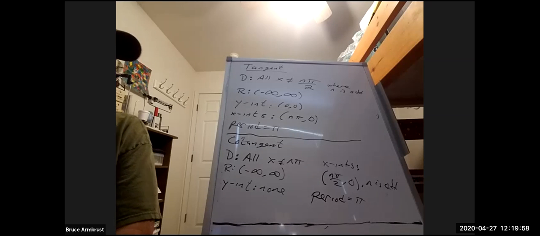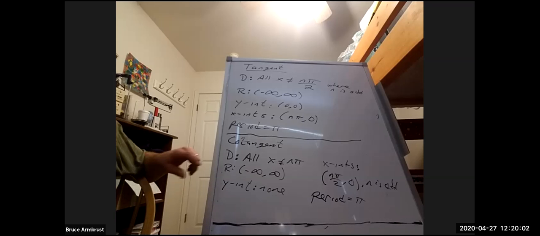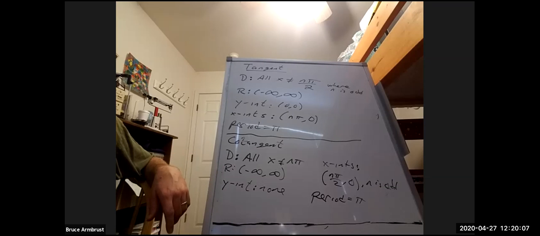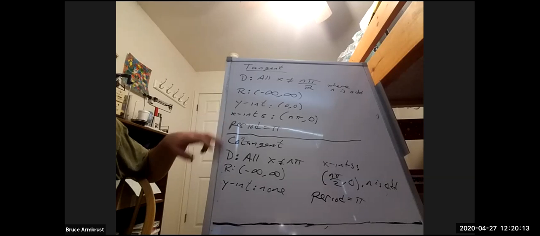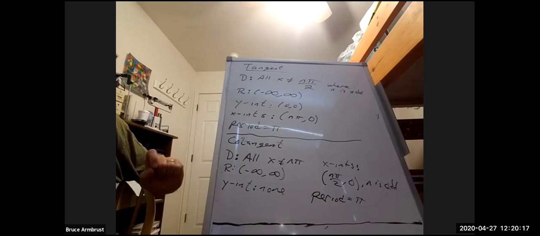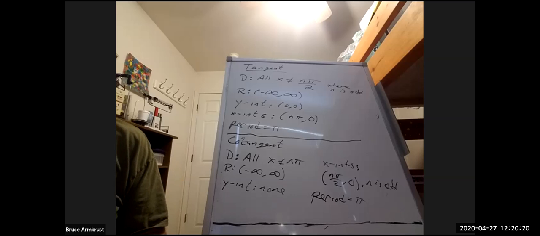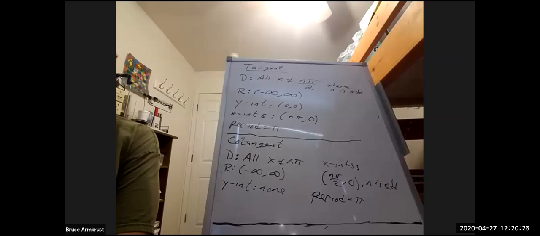So let's go back to the whiteboard here. I've got it written out. But again, notice the range is the same, the period is the same. But the domain of one is actually where the x-intercepts of the other are. So that's a nice little feature to recognize, because it can help you remember that information if you need to. All right, so there are the graphs of tangent and cotangent.